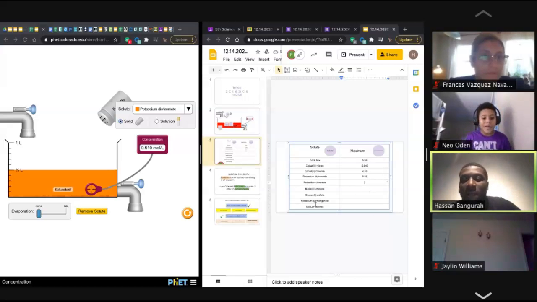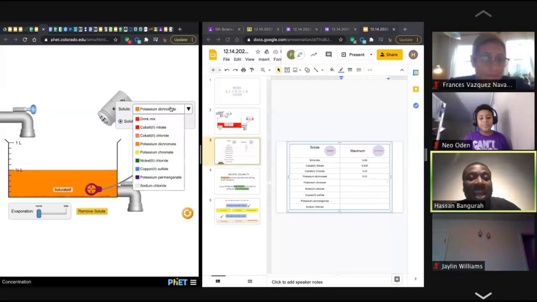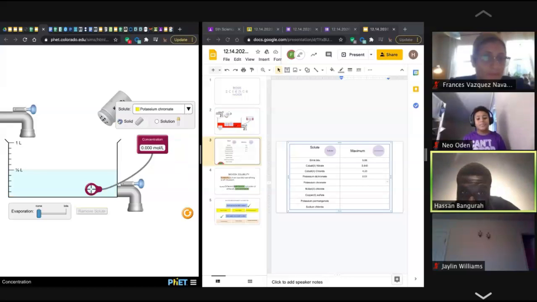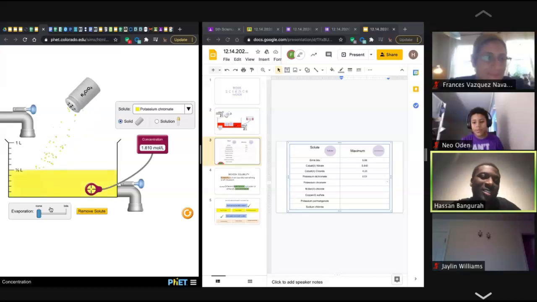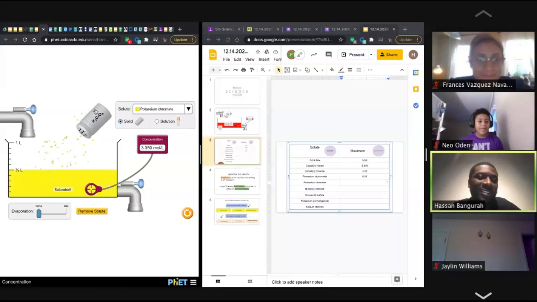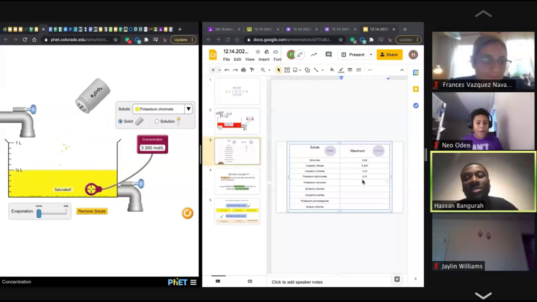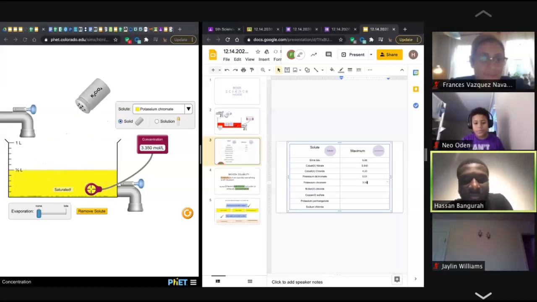All right. The next one is potassium chromate. I just hope I'm saying these right. All right, Liam said it's 3.350. Let's see if he's right. Shake my salt shaker. And let's see. Okay. Oh, it is 3.5. All right, nice job.